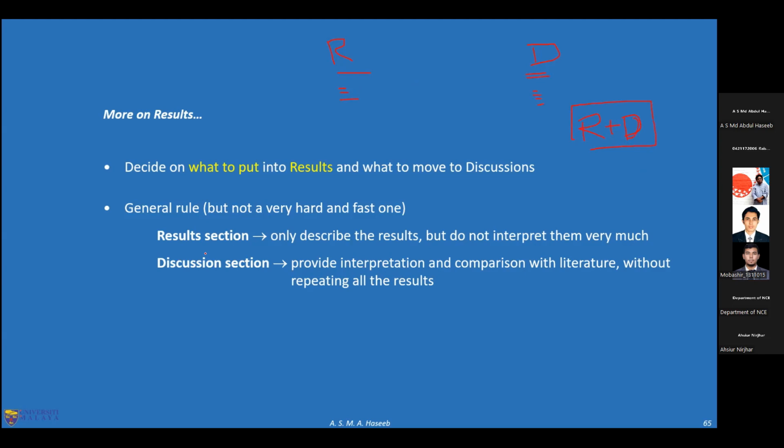So in the results section, you only describe the results. Do not do much interpretation. Only a few here and there if that is absolutely necessary. But keep all the discussion and interpretation for this next section, which is your discussion section. So remember this basic rule: results only for results, and then you do the discussion in the discussion section.